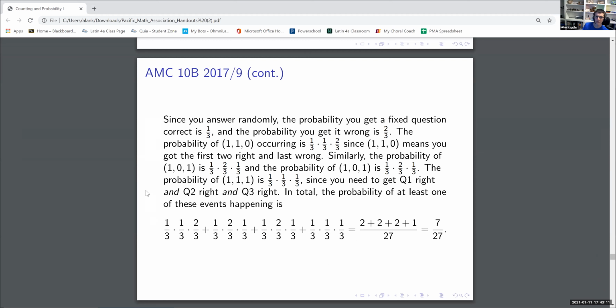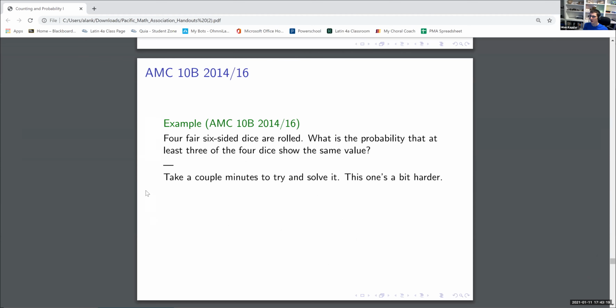All right, if nobody has further questions, then we'll proceed to this last question. 4 fair 6-sided dice are rolled. What's the probability that at least 3 of those 4 dice show the same value? Now, this problem is going to be a little more difficult than the last one, so it's all right if you take a bit more time.